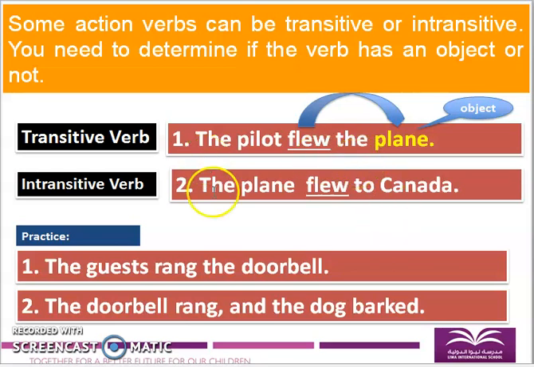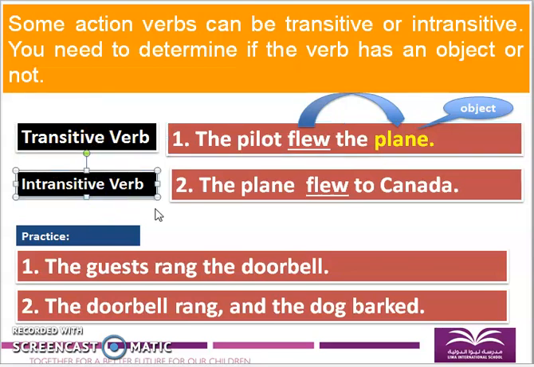Number 1. The pilot flew the plane. What is our verb here? Flew. Flew what? The plane. We have an object here. Because we have an object, this is an example of transitive verb.